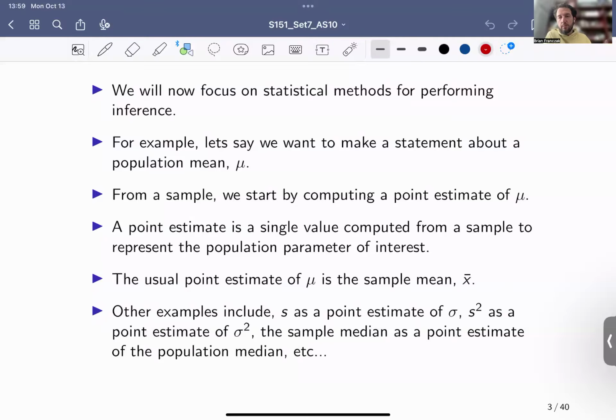It might not actually be good depending on the situation you're in. So what I mean is, for example, the sample standard deviation is a point estimate for the population standard deviation most of the time. The sample variance is a logical choice for a point estimate of the population variance. The sample median would be a good choice for a point estimate of a population median, etc.